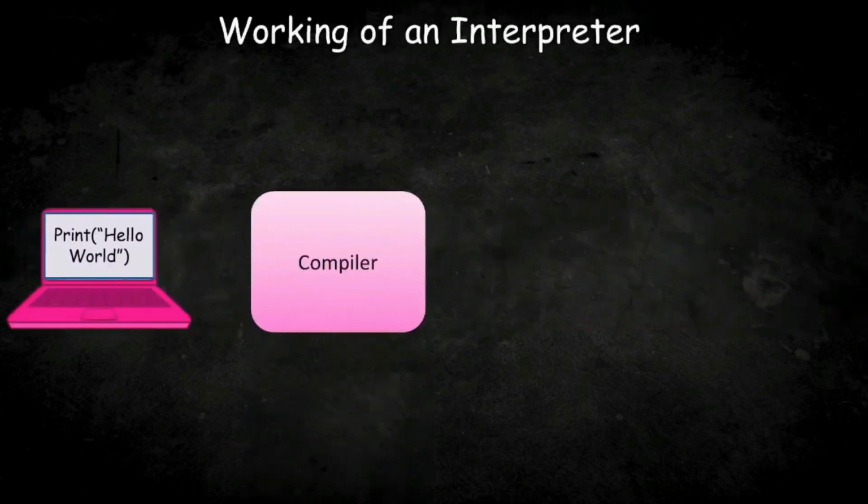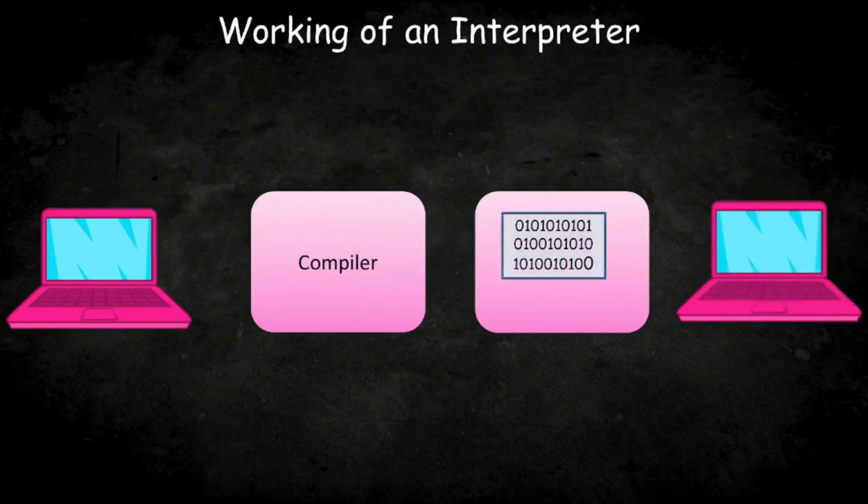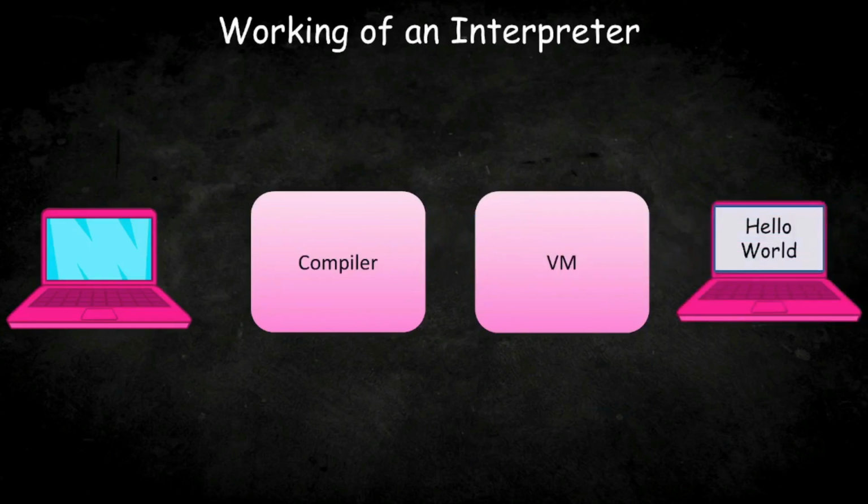After writing the source code, it will get compiled by a compiler, and it will create a bytecode, which is further interpreted by an interpreter, and ultimately it will generate the machine code, which will get executed by the target machine, and it will give the output.